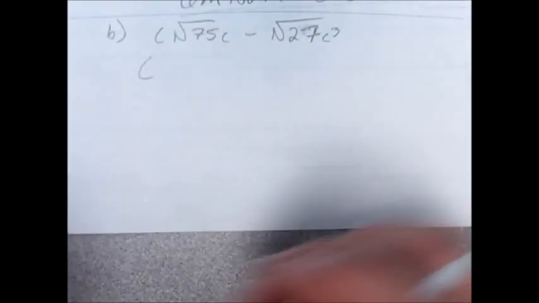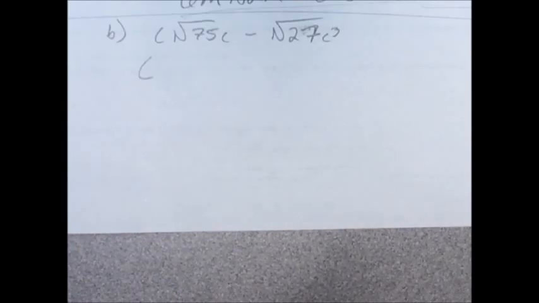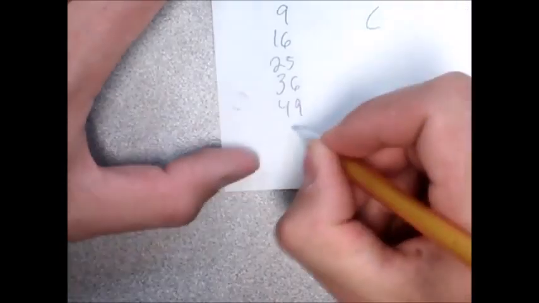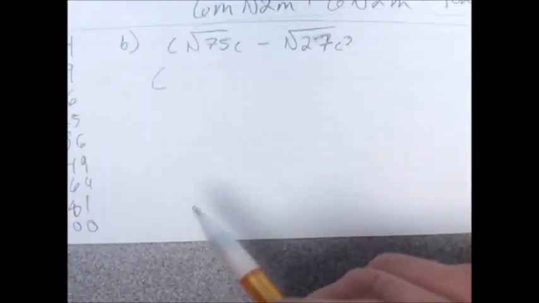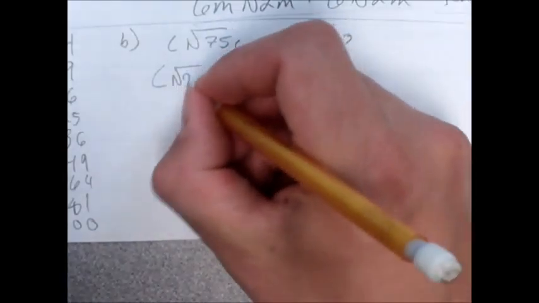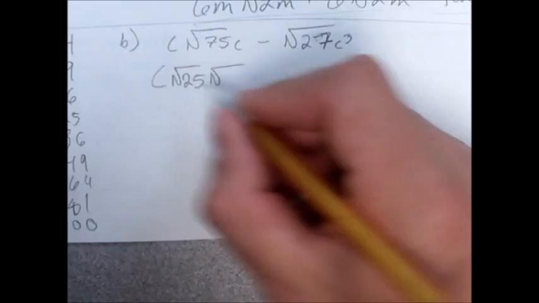5 is not a perfect square. 25 is a perfect square. Is that what you were trying to say? I need a perfect square, so maybe we need to relist our perfect squares: 4, 9, 16, 25, 36, 49, 64, 81, 100. I need one of these numbers that will come out of 75. 25 will come out of there. So I'm going to rewrite it as 25, and when I divide 75 by 25, I get 3C. Don't forget your C's underneath that square root.